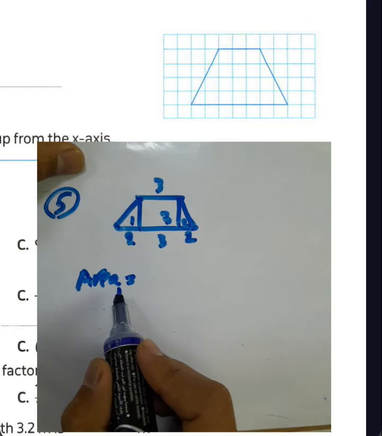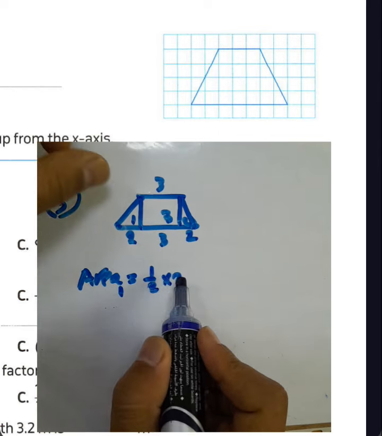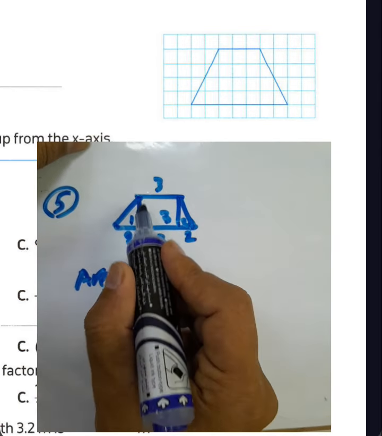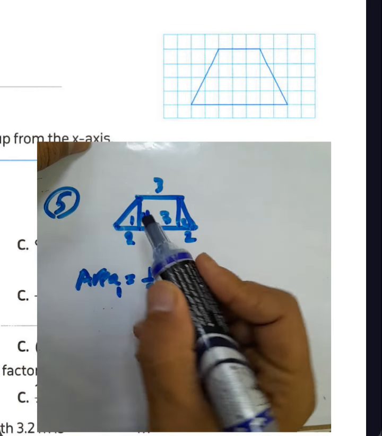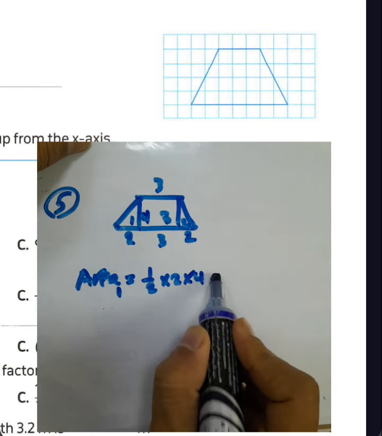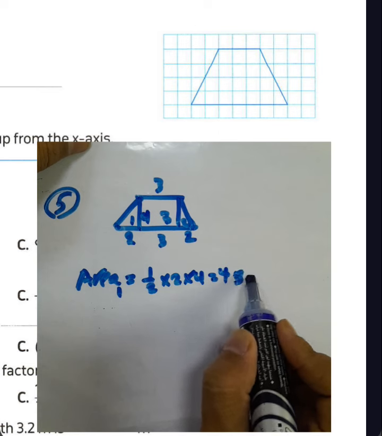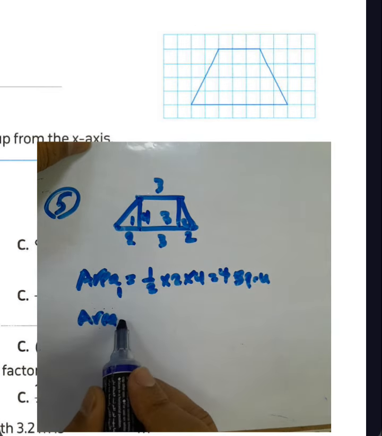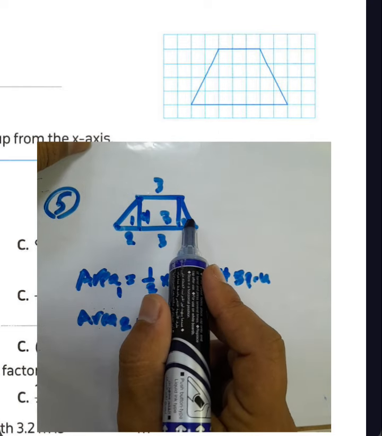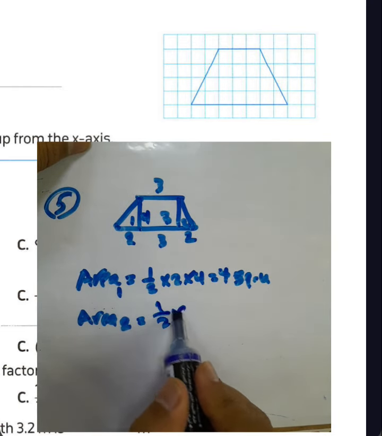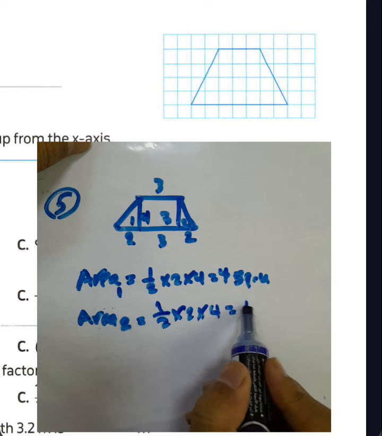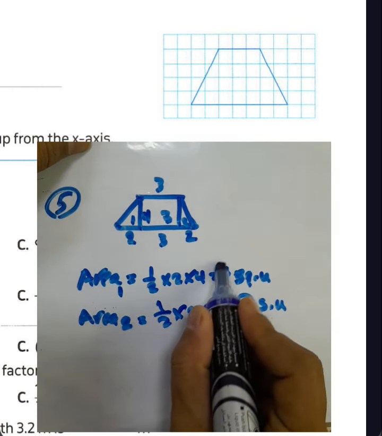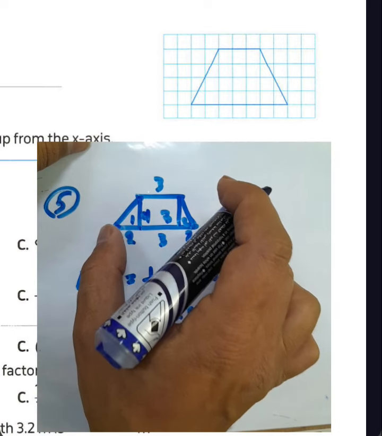Area 1: half product by base. Area of this triangle is half times base times height. The height was 1, 2, 3, 4. We have 4 units here. Half times 2 times 4 will be 4 square units. And for area 2, this triangle, half times base times height, will be 4 square units. They are congruent, 2 triangles congruent here.